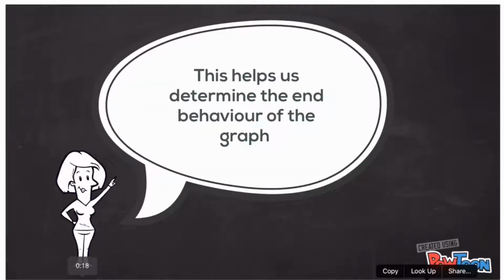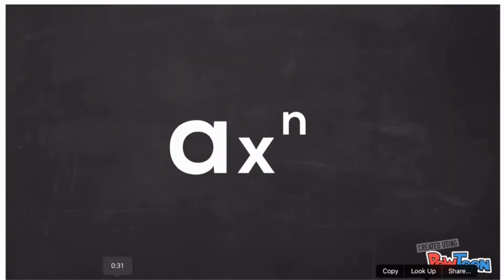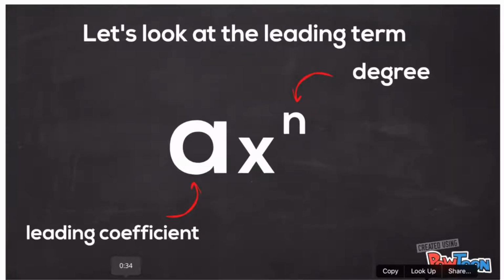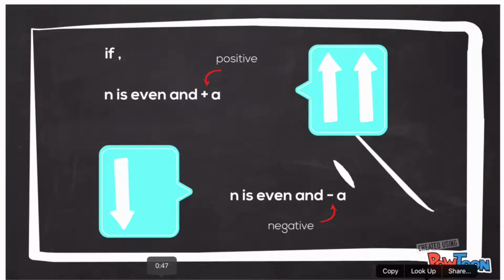This helps us determine the end behavior of the graph. Here we have a polynomial function. In order to determine the end behavior of the graph, we must look at the leading term. Here, a is the leading coefficient while n is the degree. Here are the cases. If n is even and a is positive, then it will go up in the far left and up in the far right.